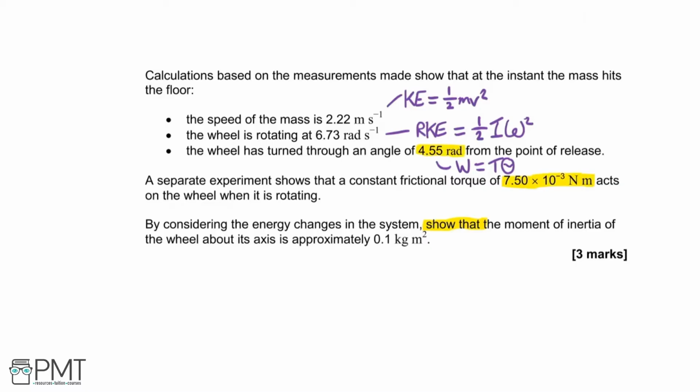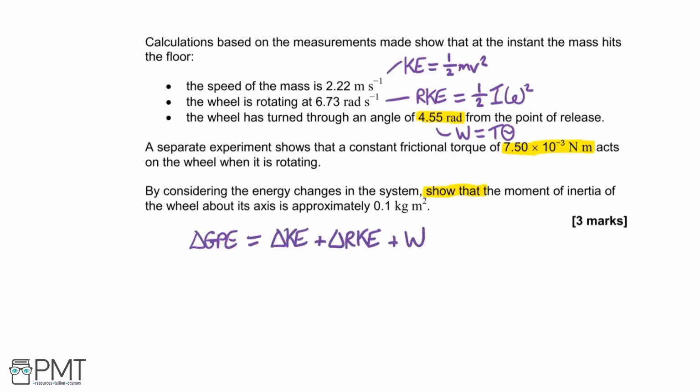So let's write down the equation that's going to tie all of this together. We're going to use a conservation of energy. Effectively, that change in gravitational potential energy that we looked at in the previous part of the question is going to be distributed between these three types of energy: change in linear kinetic energy, change in rotational kinetic energy, and work done against friction. So let's just label that equation quickly.